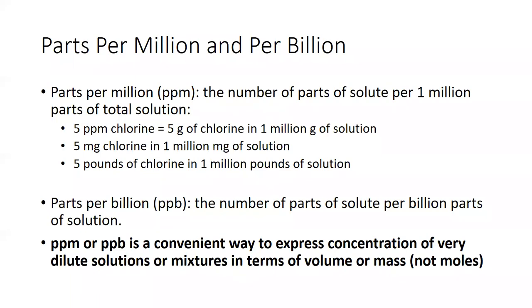And this doesn't have to be a solution. This can actually be a solid mixture. It doesn't have to be water or a liquid; it can be another compound. So parts per billion is the number of parts of solute per billion parts of solution. So it's super dilute. Parts per billion and parts per million are a convenient way to express the concentrations of very dilute solutions or mixtures in terms of their volume or mass. This is not related to moles. This is purely based on volume or mass.